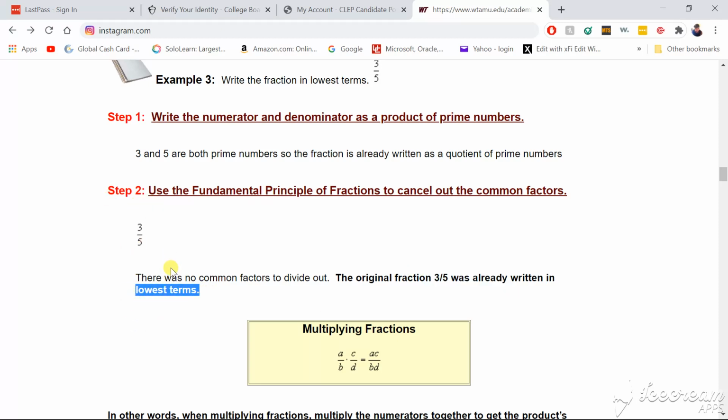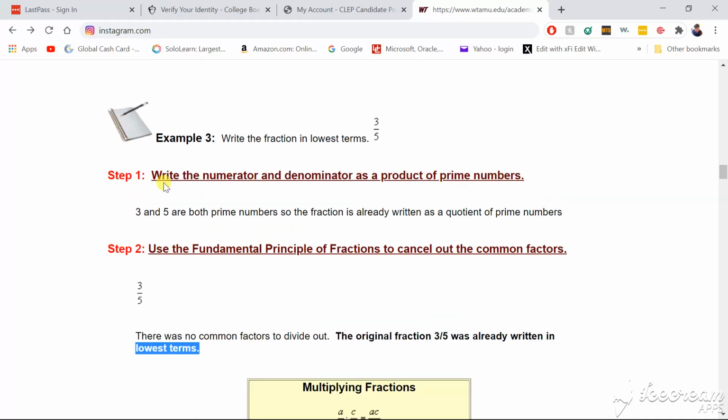Lowest terms, and all that. It's all prime numbers.